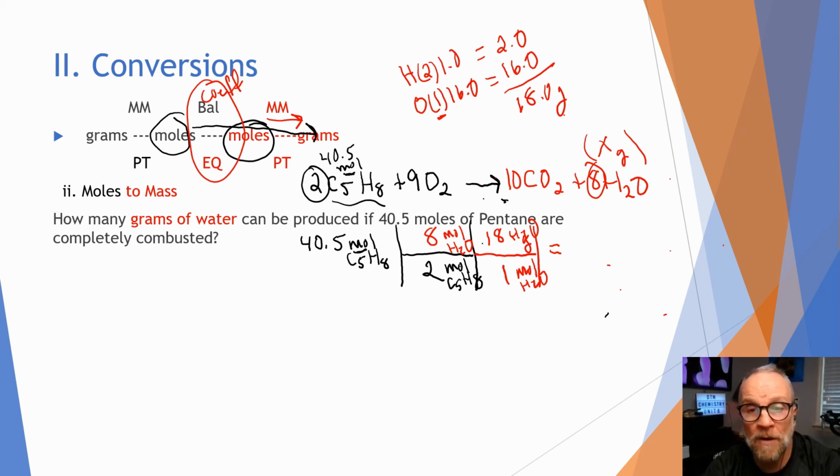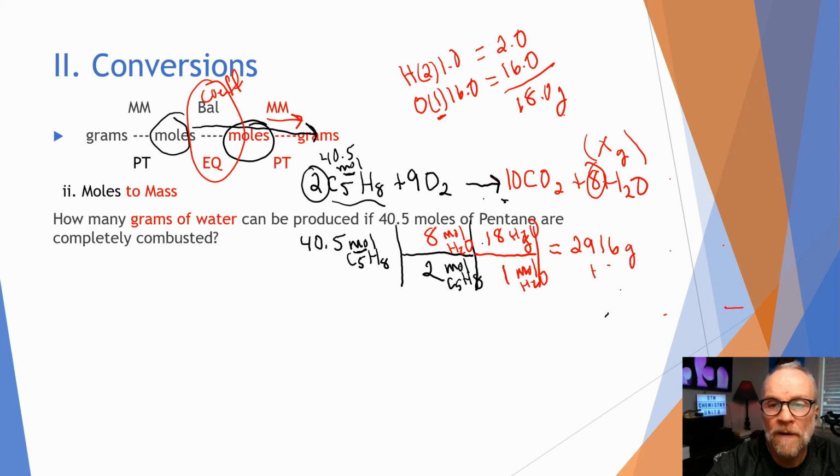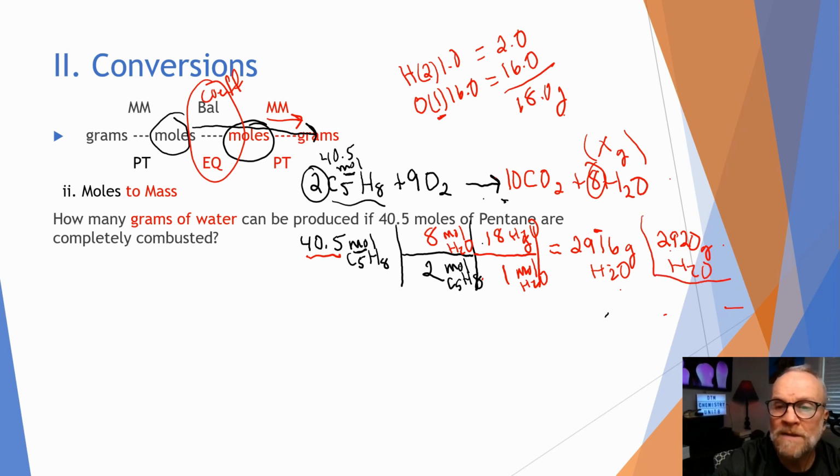We multiply across the top and divide by the bottom. And so grams of H2O. We've got a little bit more significant figures than we need here. So we only have 3 in our problem. So we'll round there. So we'll say 2,920 grams of H2O by significant figures. Okay, so there's that one.